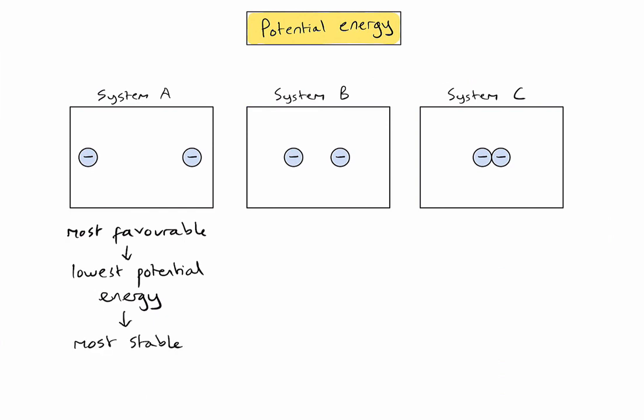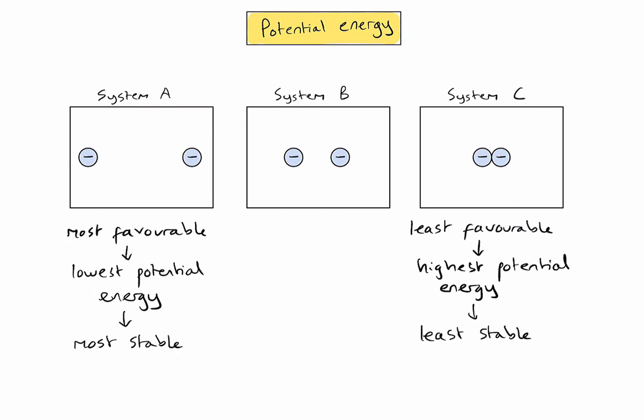So, which system then would be the least favourable arrangement? Well, if the particles are repelling each other, the least favourable position they could be in is right next to each other, in this case system C. So system C would have the highest potential energy and would be considered the least unstable.